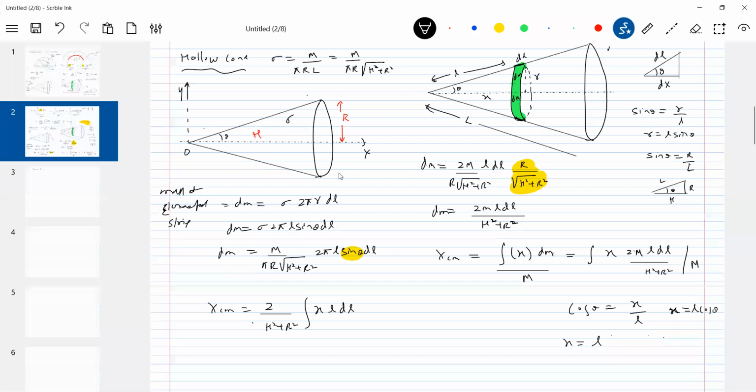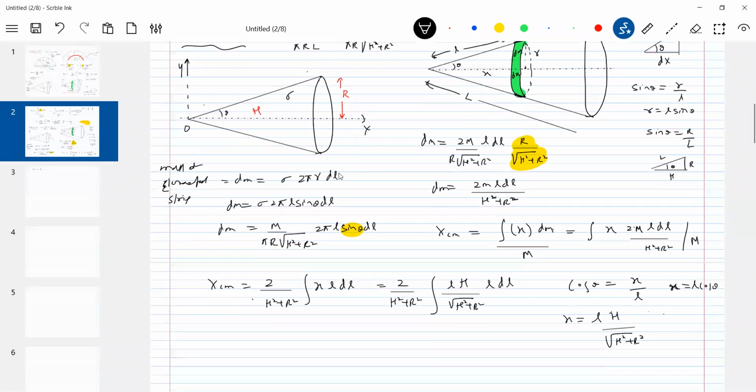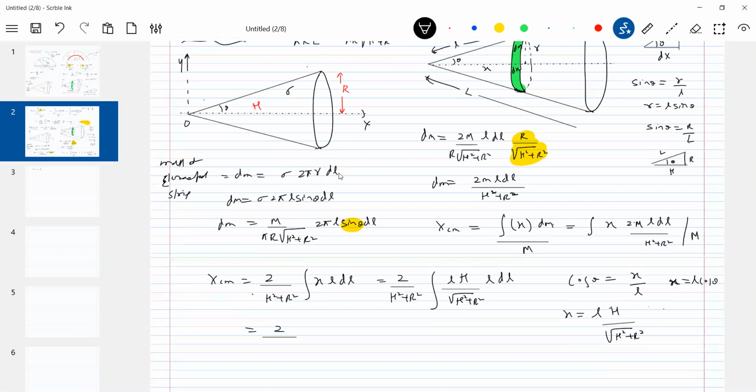What is cos theta from the bigger triangle? It is h by root of h square plus r square. So this I'm going to substitute here. Finally this will be h square r square L h L into dL, 2 h square plus r square to the power of 3 by 2 L square dL.